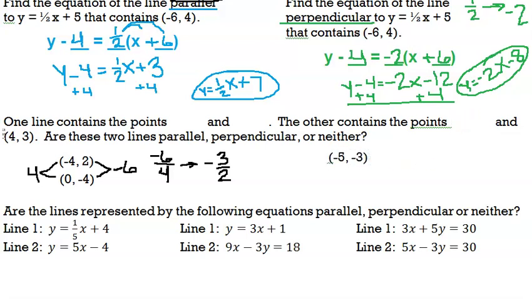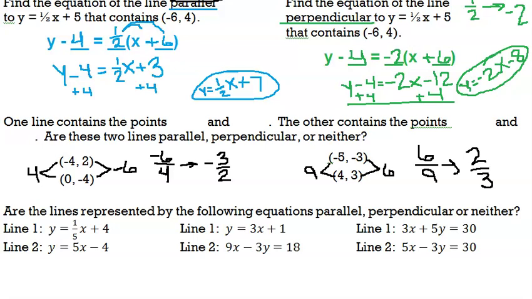All right, now we're going to check out the other 2 points, and we are going to make a comparison here. So this one, from -3 to +3, you actually went up by 6, and from -5 to 4, you went up by 9. Rise over run, change in y over change in x, you're going to get 6 over 9, which reduces to 2 over 3.